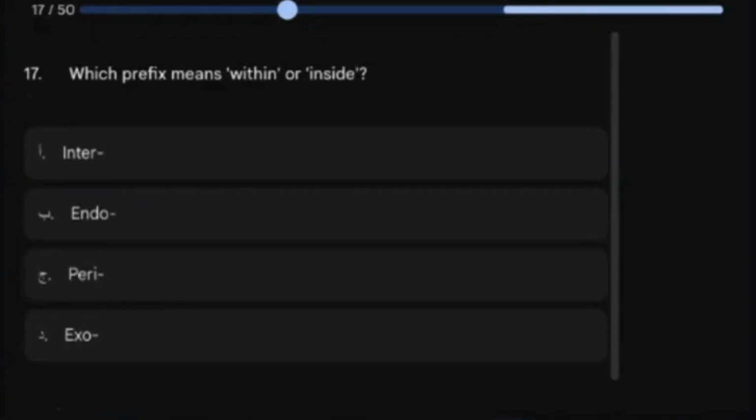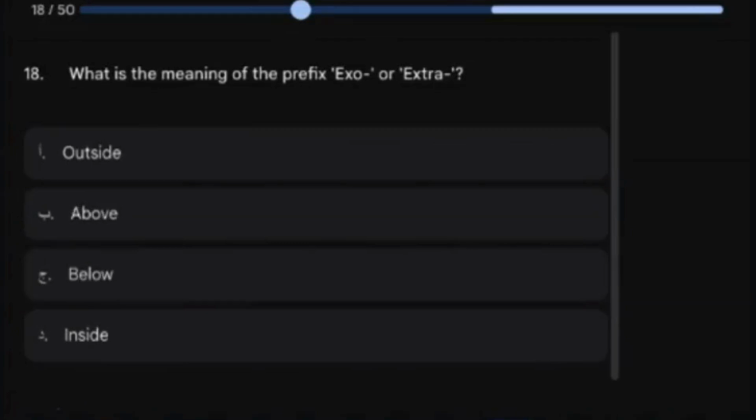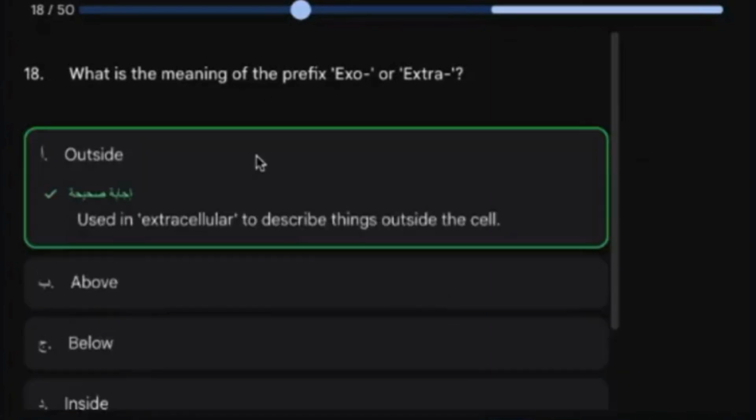Which prefix means within or inside? Endo, like endoscopy, okay? That is used to describe looking inside a body cavity. What is the meaning of the prefix exo or extra? Does it mean outside of something, above something, below, or inside? Outside, like in exoskeleton, for example, that is outside the body, or extracellular to describe things that are outside the cell.